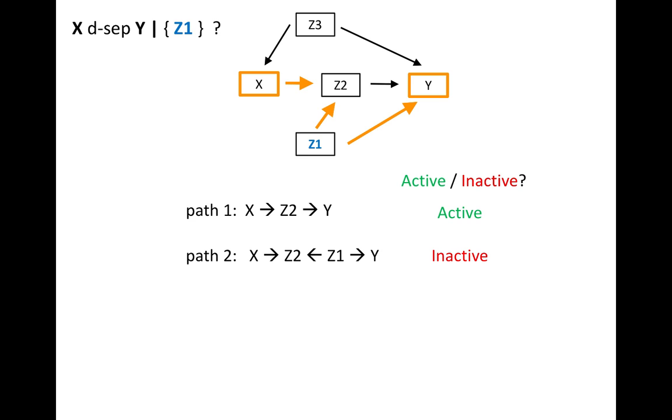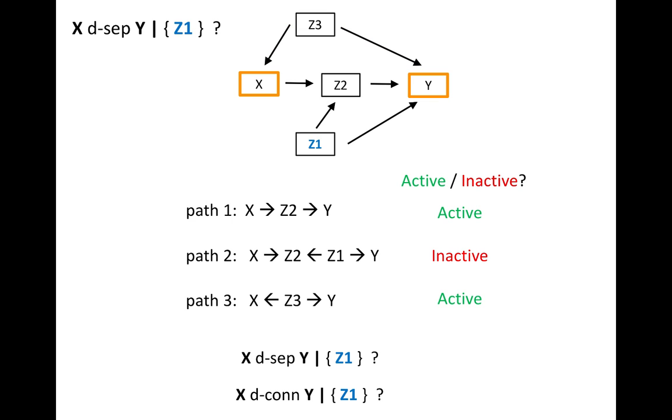Do we even need to look at path 3 to determine the answer to the question? No, we didn't even need to look at path 2. Once we know there is even one active path, we're done. We have deconnection. So are x and y d-separated by z1? No, they're deconnected.